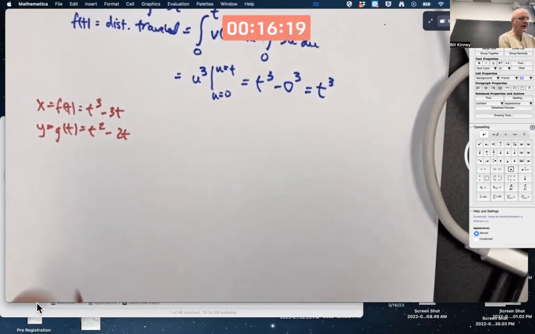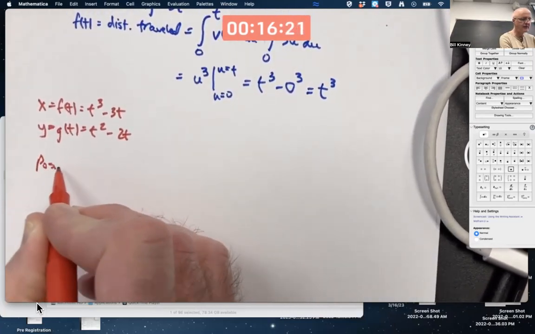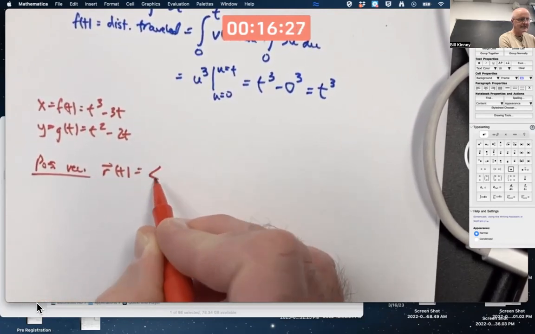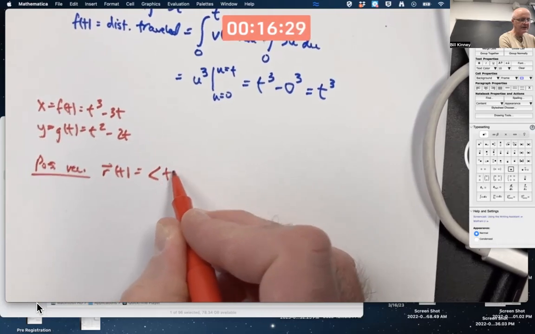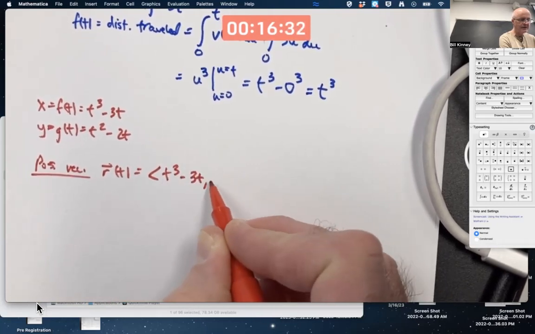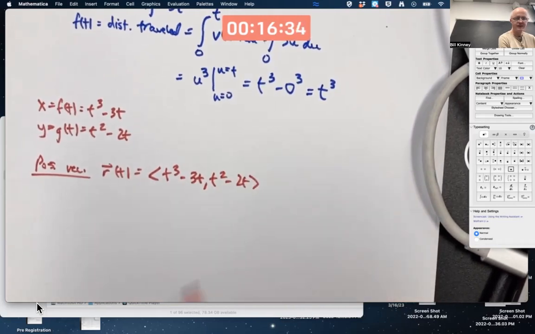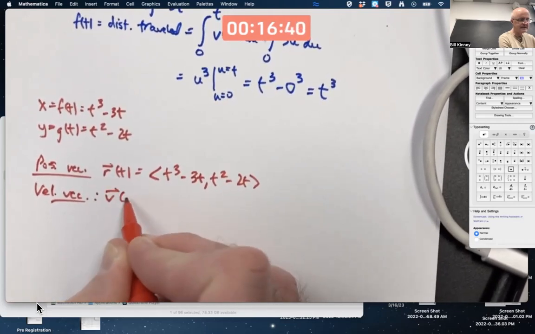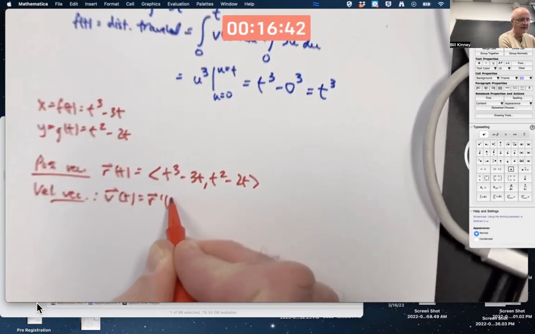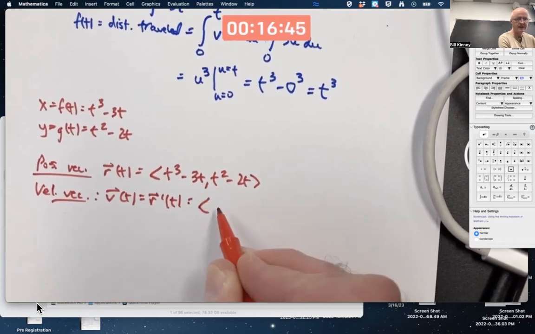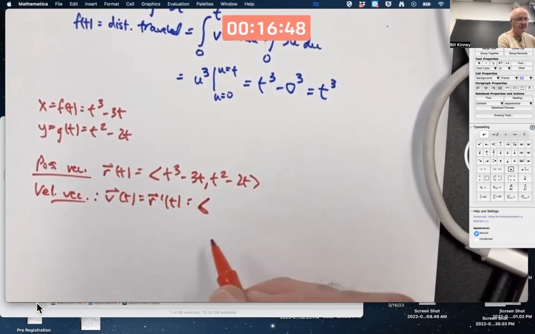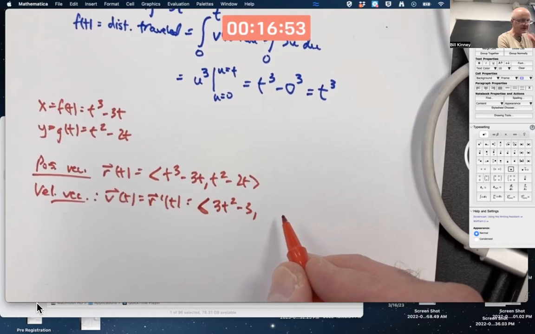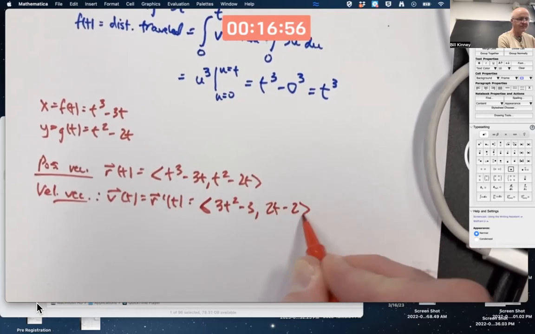If those are your parametric equations, this would mean the position vector is r of t. It has components f of t comma g of t, t cubed minus 3t, comma t squared minus 2t. The velocity vector, v of t, is the derivative of the position vector, which you find by differentiating each component individually. Differentiate t cubed minus 3t, you'll get 3t squared minus 3. Differentiate t squared minus 2t, you'll get 2t minus 2.